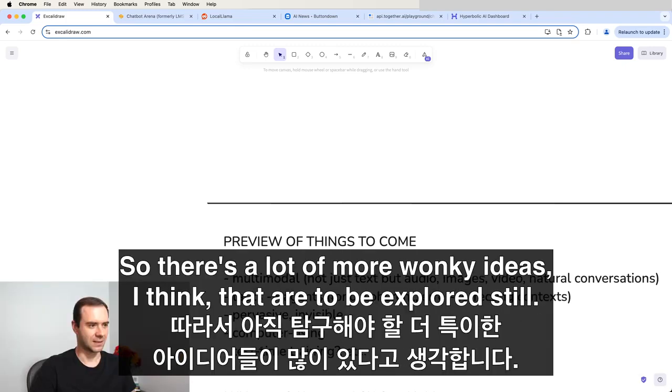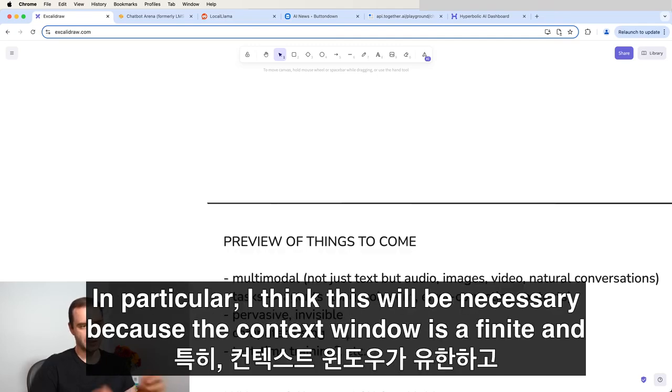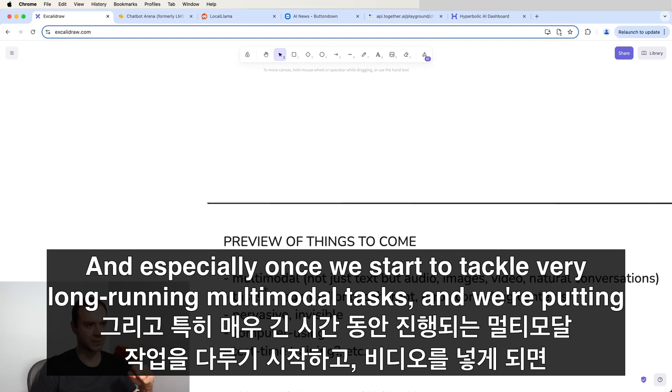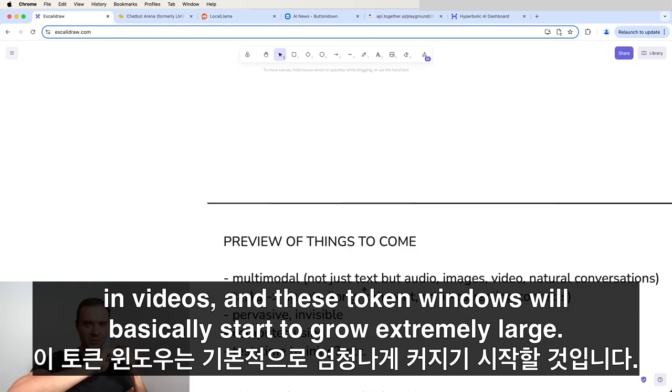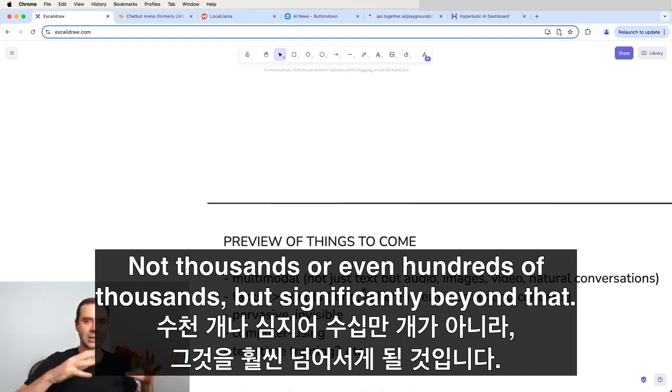So there's a lot of more wonky ideas, I think, that are to be explored still. And in particular, I think this will be necessary because the context window is a finite and precious resource. And especially once we start to tackle very long running multimodal tasks, and we're putting in videos, these token windows will basically start to grow extremely large, like not thousands or even hundreds of thousands, but significantly beyond that.